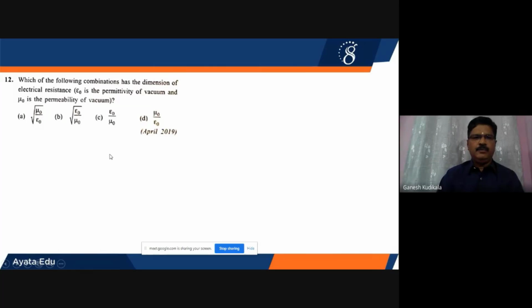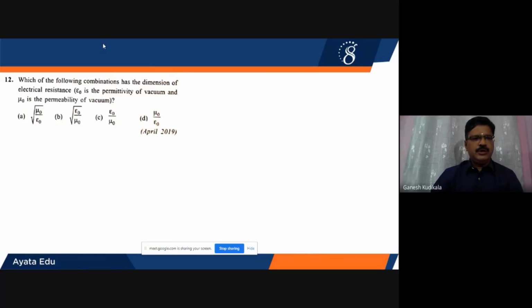Which of the following combinations has the dimensions of electrical resistance? That is, we want to write down the dimension formula for electrical resistance in terms of the permittivity as well as the permeability. That was the question given to us. Okay.